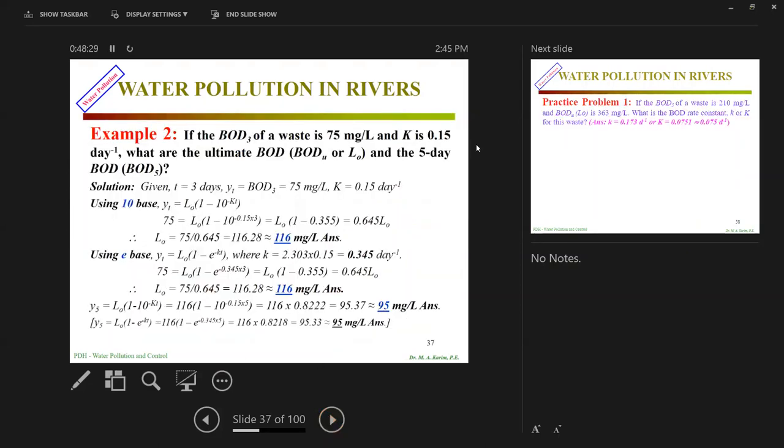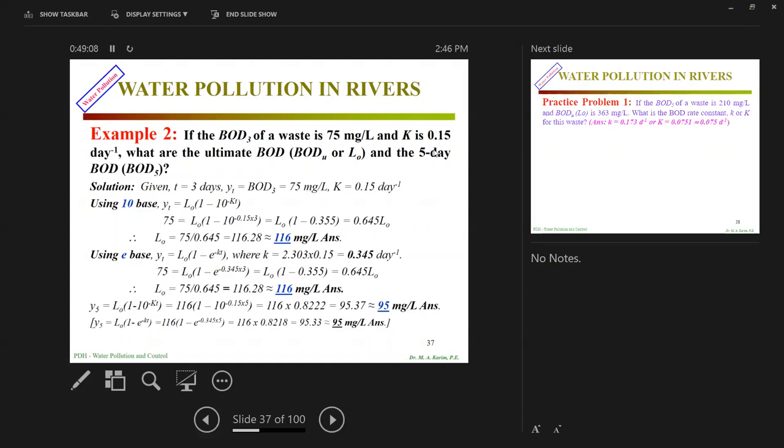Okay, so now I'm going to solve one problem. If the BOD3 of a waste is 75 milligrams per liter, and the K value, remember that capital K is for base 10 and small k is for base e, is 0.15 per day, what are the ultimate BOD, BODu or L0, and the 5-day BOD? So the 3-day BOD is given, and the K value. Two things are given. The third one we are looking for is the BOD5 and L0. So what I'm going to do here is use both base 10 and base e.